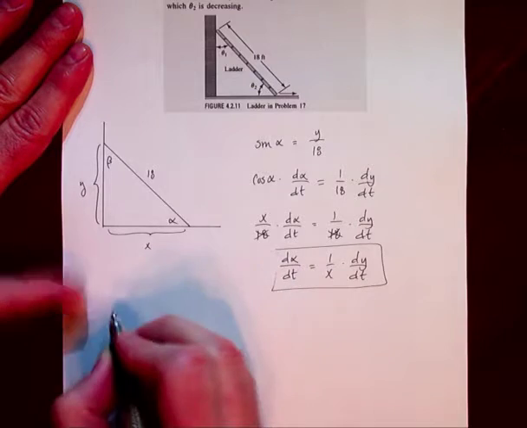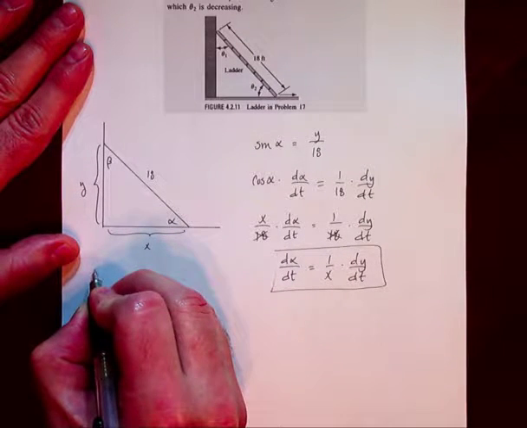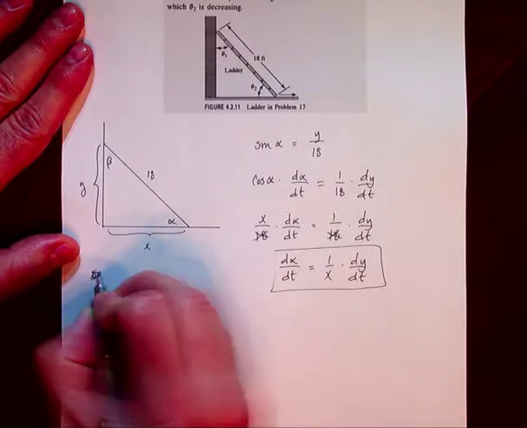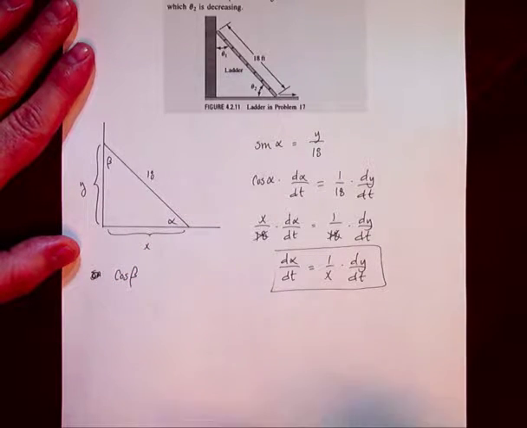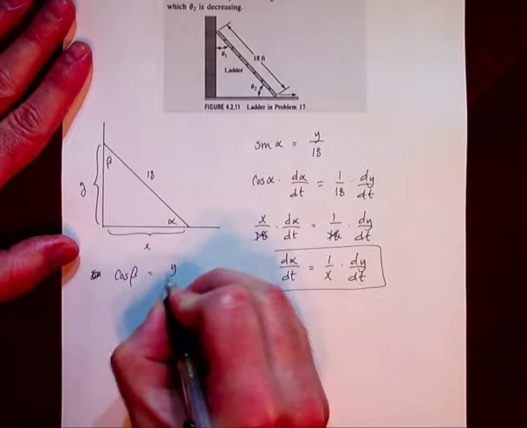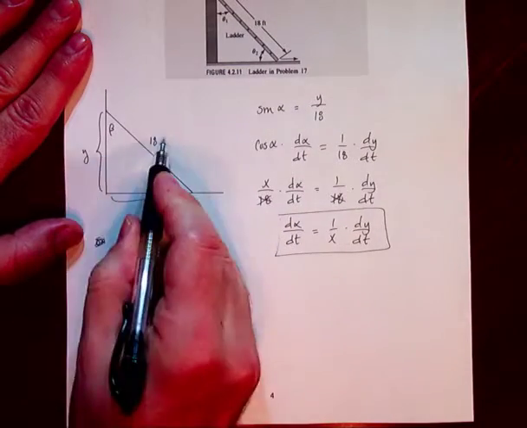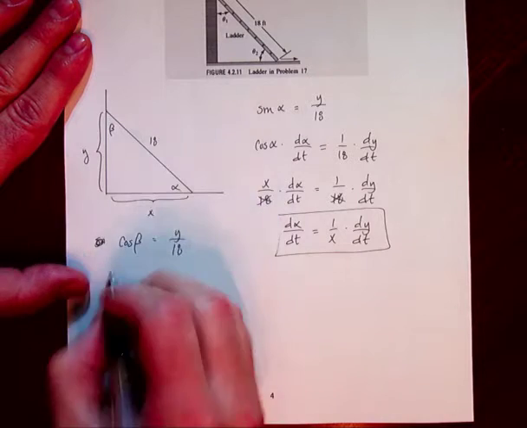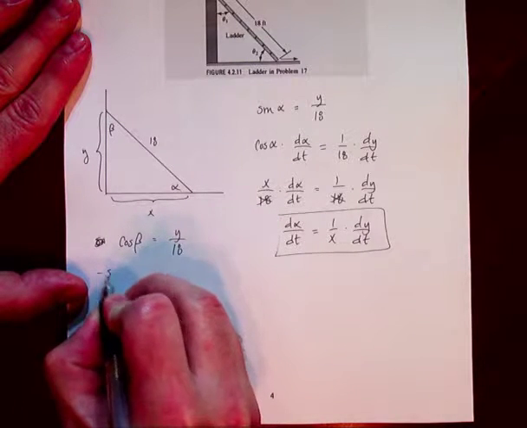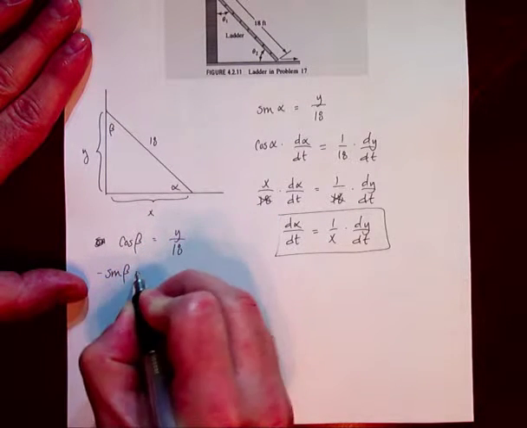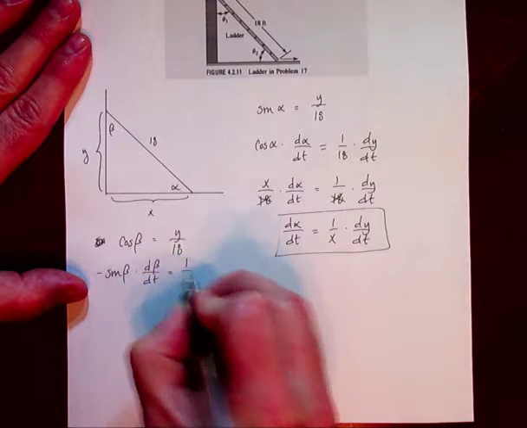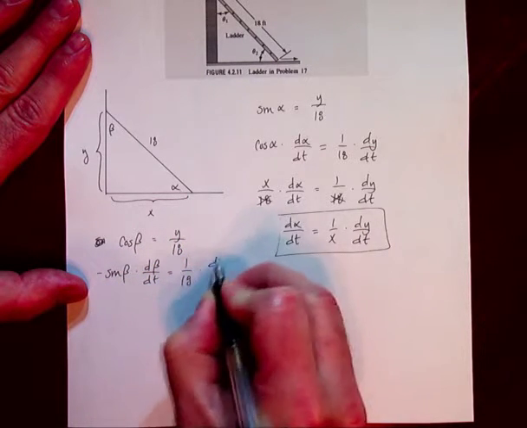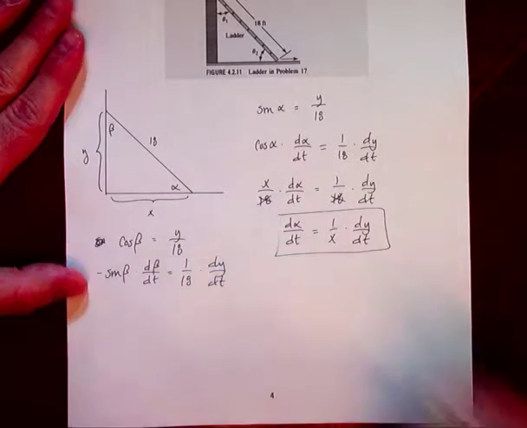Well, let's go ahead and do the cosine of beta. The reason I'm going to do cosine of beta is so that I can get exactly the same ratio, because that's the adjacent over the hypotenuse with respect to beta, and therefore this becomes negative sine of beta times d beta dt is equal to 1/18 times dy dt.